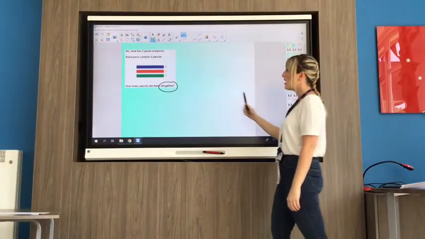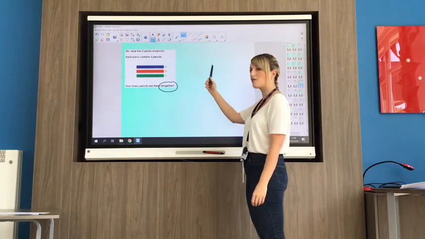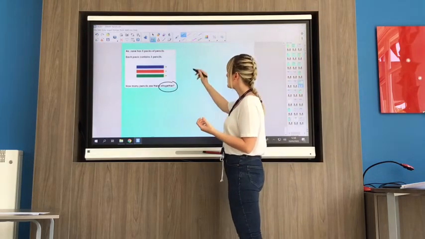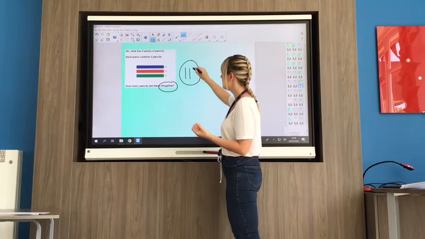So, Jane has 5 packs of pencils. Each pack contains 3 pencils. Okay, so let's have a think about how that looks. So here's 1 pack of pencils. I'll draw my 3 in.